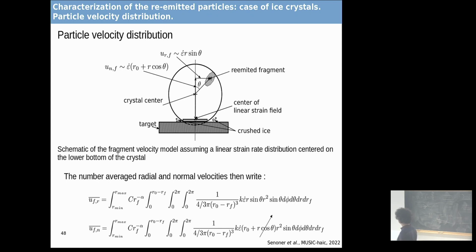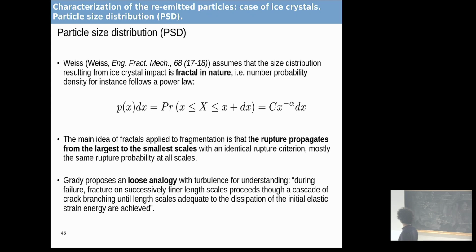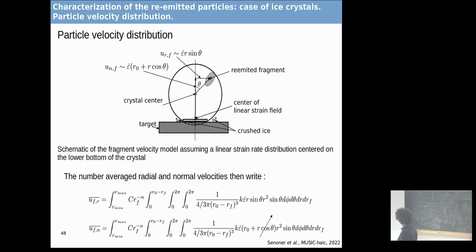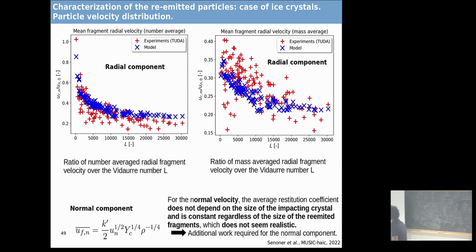So here you have just the velocity for one single parameter. Here is the volume in which it lives. Here is Rf to the power minus alpha. It is just the probability of the fragment to be re-emitted. And here is a parameter to make the velocity dimensionless. Okay? So we did that for the radial one, and we did that for the normal one. And very simply, we computed the radial velocity with respect to L. L is more or less the Weber number. L is the equivalent Weber number, but for solid particles.